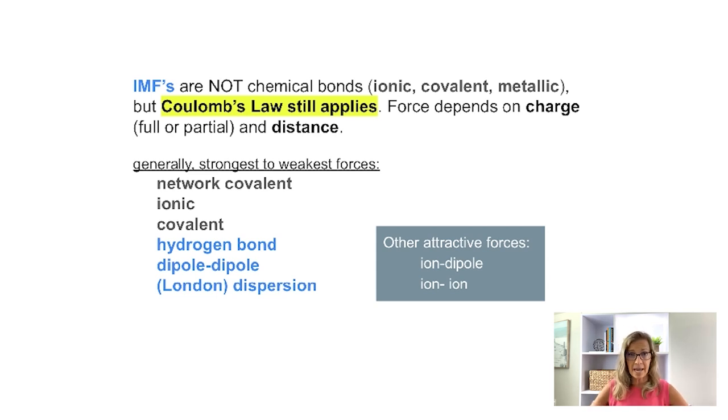Now we are down to IMFs. So the strongest IMF is generally hydrogen bonding, then dipole-dipole, and then London dispersion forces. I say generally, not always. Sometimes they can mingle. Okay. Now, other attractive forces that we need to be considering are ion to dipole, right? Because we have a positive or negative and a slightly positive, slightly negative, and then ion-ion forces.